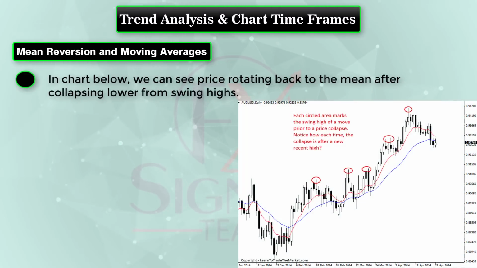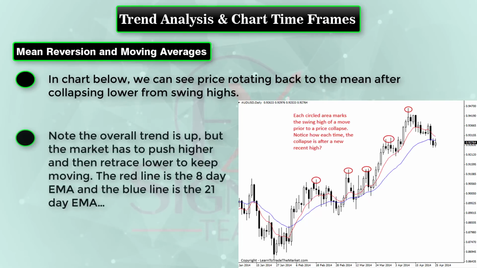In the chart below, we can see price rotating back to the mean after collapsing lower from swing highs. Note: the overall trend is up, but the market has to push higher and then retrace lower to keep moving. The red line is the 8-day EMA and the blue line is the 21-day EMA.